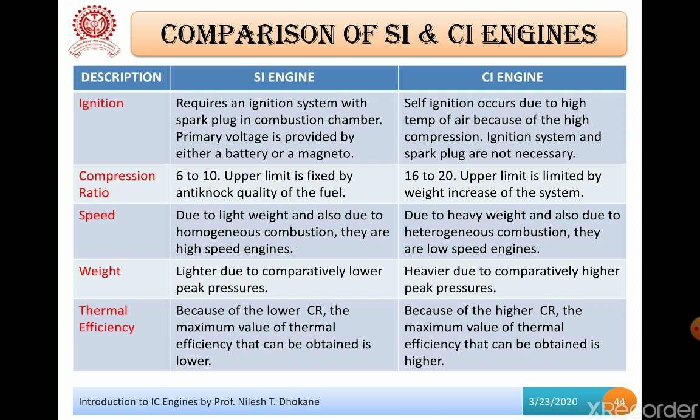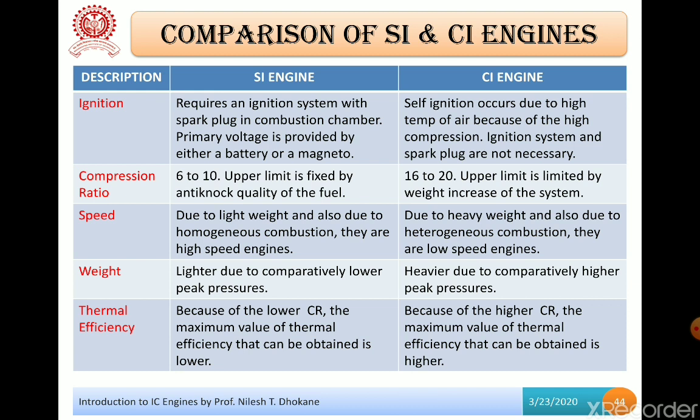Next point is compression ratio. Compression ratio in the SI engine is 6 to 10. The upper limit is fixed by the anti-knock quality of the fuel. We'll study knocking and detonation in subsequent parts. In the CI engine, the compression ratio is 16 to 20. The upper limit is limited by the weight increase of the system.